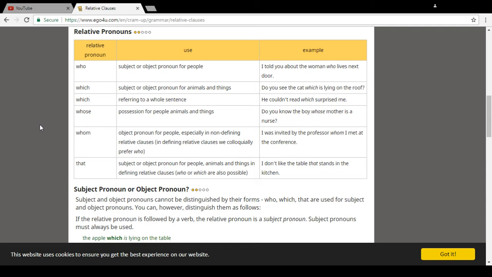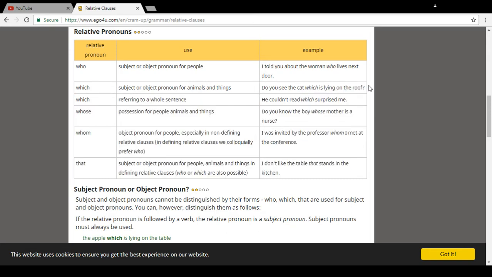Kaže that subject or object pronoun for people, animals and things. In defining relative clauses, who or which are also possible. I told you about the woman who lives next door. Znači, on je definisao ženu ovom klauzom. Znači, koja živi pored mene. Do you see the cat which is lying on the roof? Da li vidiš mačku koja leži na krovu?